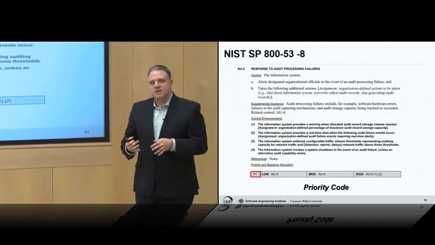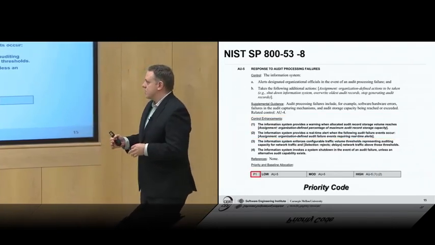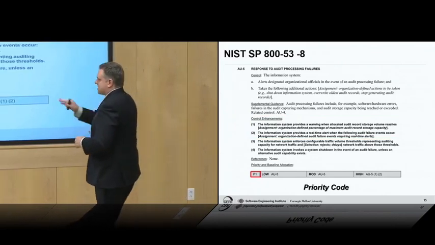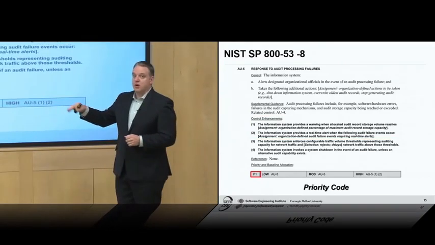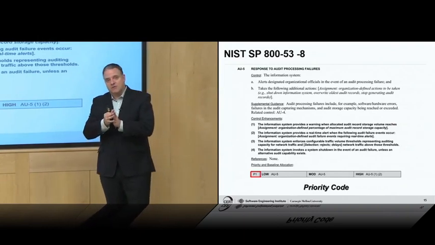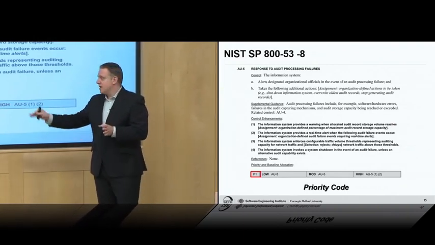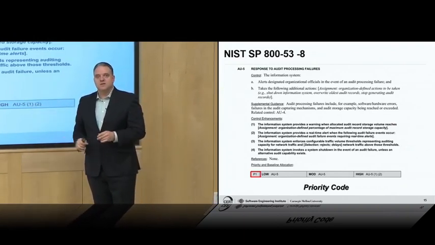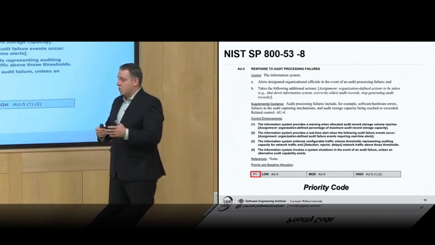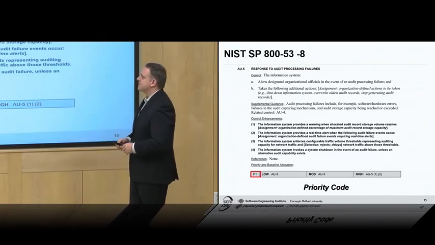And the last point here is on the priority code. So down there in the bottom left, you can see that this is marked as P1, priority 1. So again, out of all the controls that you have to implement, this would be one of the first ones that you implement, or one of the first ones you should implement.